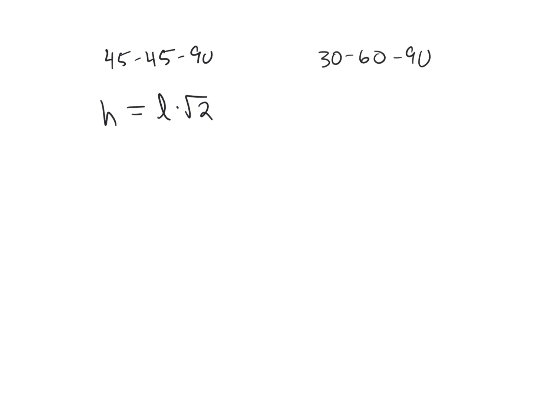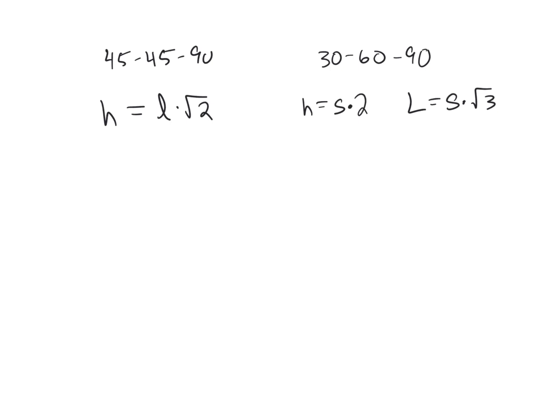Okay, so this is fairly simple to do. All you have to do is remember the formulas. For a 45, 45, 90-degree triangle, your formula is the hypotenuse equals the leg times the square root of 2. And for a 30, 60, 90 right triangle, you have two formulas that you need to write down. The hypotenuse is the short leg times 2, and the long leg equals the short leg times the square root of 3. You have to remember what each of these things are.